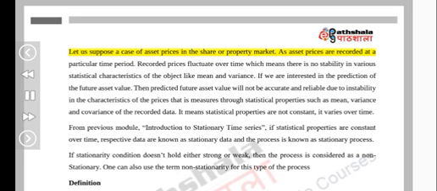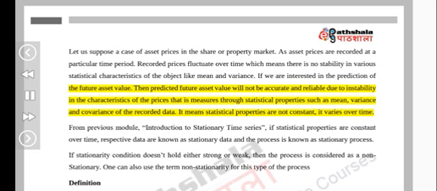Let us suppose a case of asset prices in the share or property market. As asset prices are recorded at a particular time period, the recorded prices fluctuate over time, which means there is no stability in various statistical characteristics of the object, like mean and variance. If we are interested in the prediction of the future asset value, then the predicted future asset value will not be accurate and reliable due to instability in the characteristics of the prices, that is, measures through statistical properties such as mean, variance and covariance of the recorded data. It means statistical properties are not constant; they vary over time.